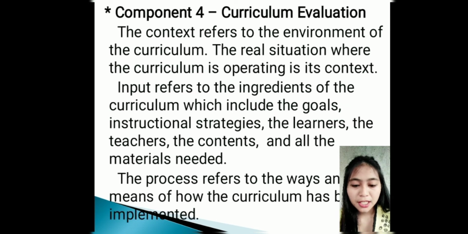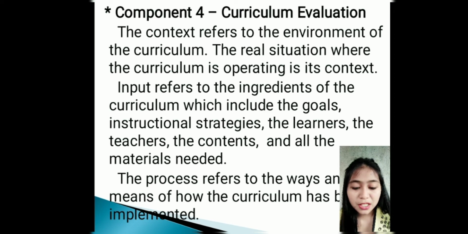Component 4. Curriculum Evaluation. The context refers to the environment of the curriculum. The real situation where the curriculum is operating is its context. So the context is the environment of the curriculum.